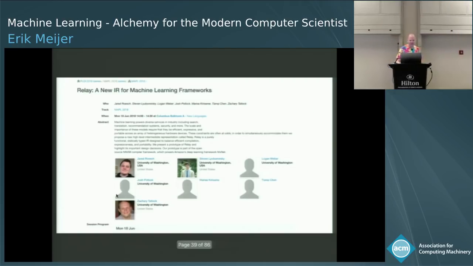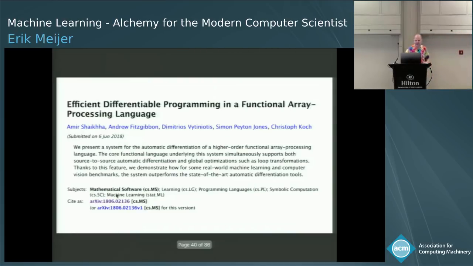And there's a lot of things here. In the workshop before, there was a talk here about a new IR for machine learning frameworks. Guess what they did? They used CPS conversions to do the auto differentiation. Simon Peyton-Jones has a recent paper where, even Simon Peyton-Jones is leaving the field. He's not doing Haskell anymore. He's now doing differentiable programming. So that should be a sign.